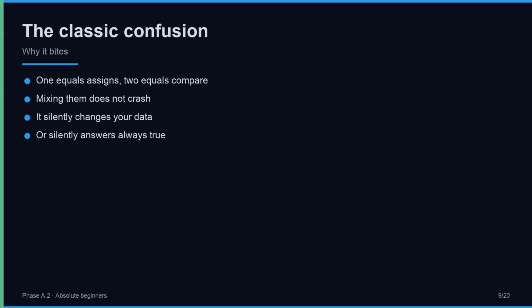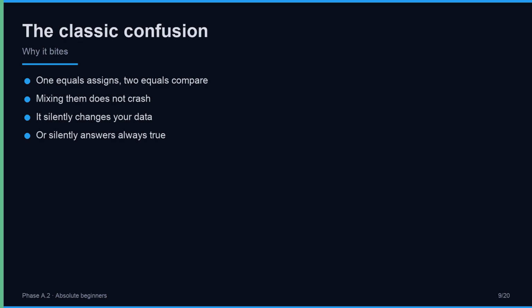Why does this confusion bite so often? Because mixing the two up does not crash. If you write 1 equals when you meant 2, Python cheerfully assigns a new value, silently overwriting your data. Or in some contexts it answers true no matter what, hiding a logic bug. Either way, nothing alerts you. The program runs, the data is wrong, and you stare at perfectly working code with a wrong result. That is why we slow down on this one detail. It is the silent kind of bug, the hardest to spot.